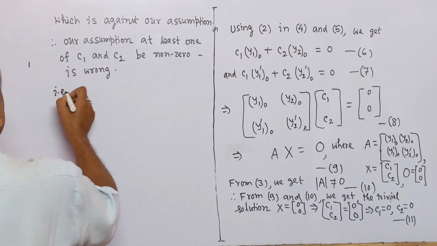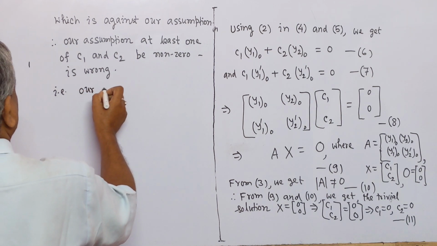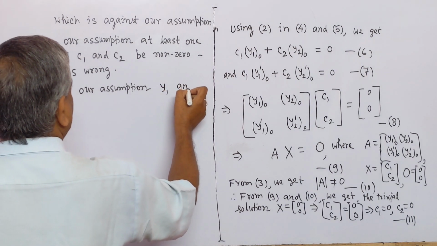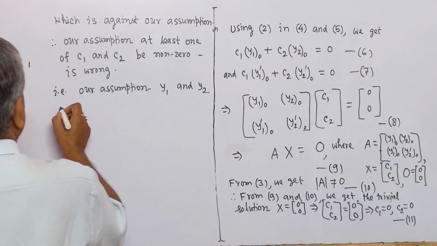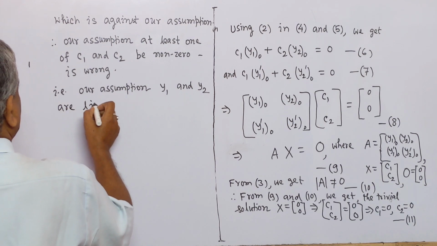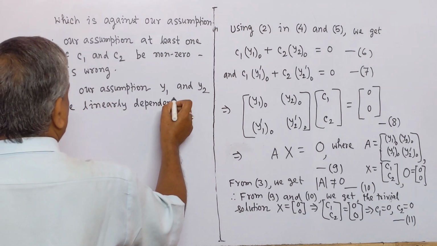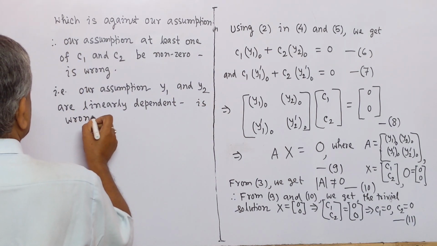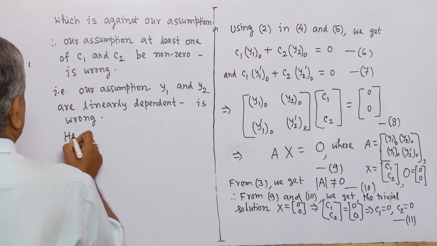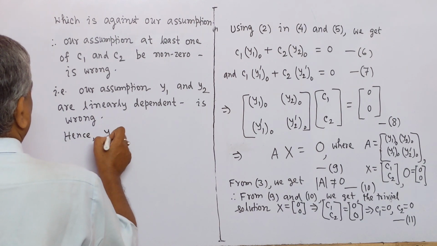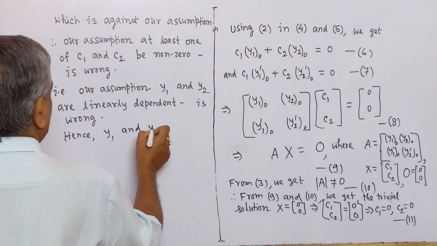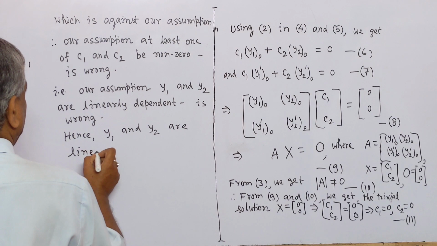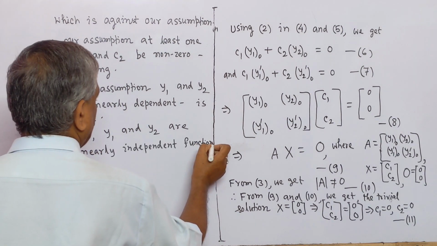That is, our assumption that Y1 and Y2 are linearly dependent is wrong. Hence, Y1 and Y2 are linearly independent functions. Proved.